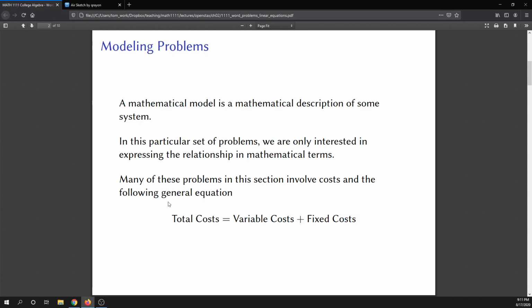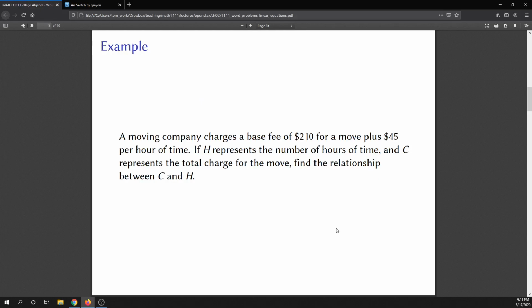A lot of these problems will involve the total cost, and the formula is that the total cost is equal to the variable cost plus the fixed cost. Just keep that in mind as we're working through this problem. Let's take a look at the first example. A moving company charges a base fee of $210 for a move plus $45 per hour of time. If H represents the number of hours of time and C represents the total charge for the move, find the relationship between C and H.